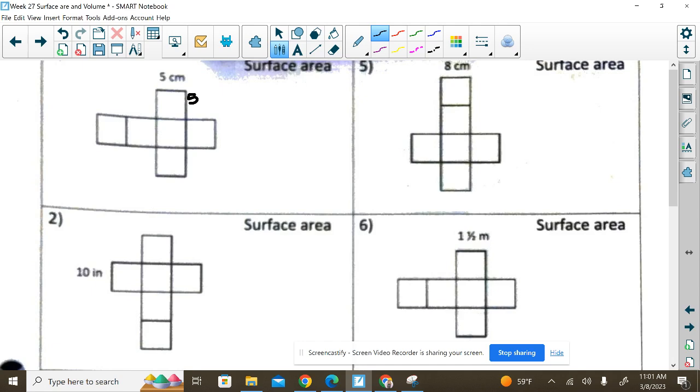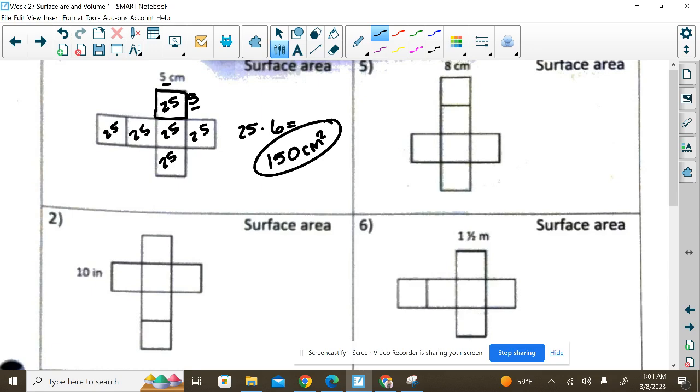So what we want to do is find the area of each square. Well, the area of a square is 5 times 5, which gives you 25. So each individual square is going to be 25 centimeters squared. And once we find the area of every shape, then we just add it all up. Now, because we have repeated addition here, we can take 25 and multiply it by how many 25s we have, which is 6. So when I have 25 times 6, I get 150 centimeters squared.